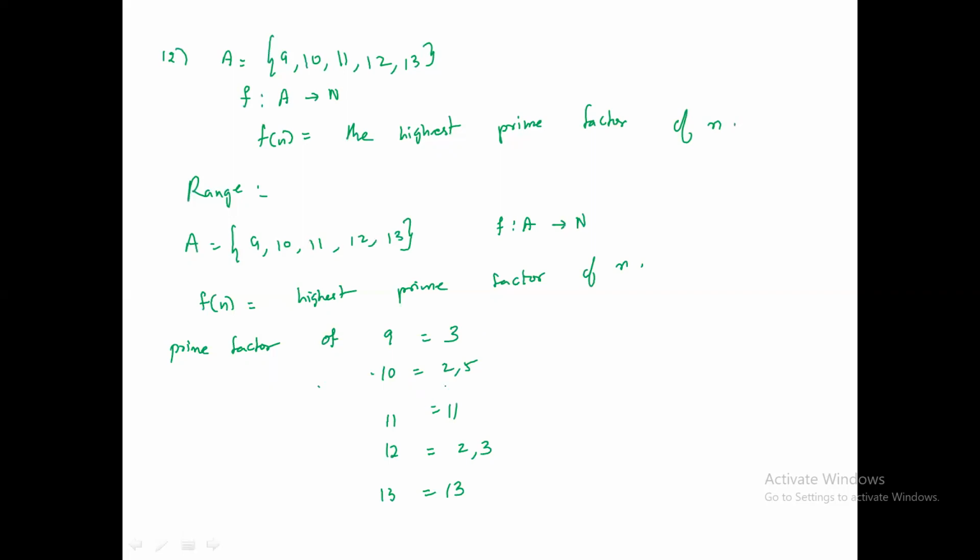So if you see, the highest prime factors are 3, 5, 11, and 13. These are the highest prime factors. So the range, nothing but the highest prime factors, is 3, 5, 11, 13.